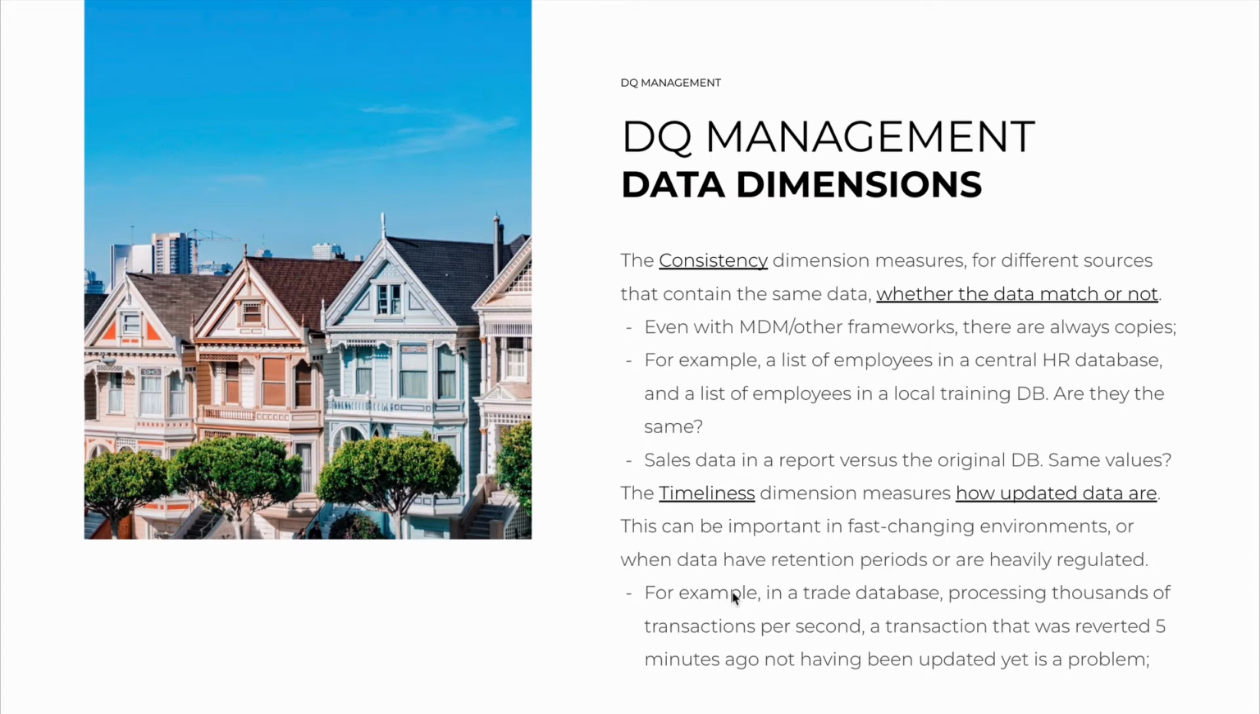For example, in a financial trade database, which processes thousands of transactions per second, a transaction that was reverted 5 minutes ago, not having been updated yet, is a significant problem because other trades may depend on it, or it may change the available asset value, which counts for the collateral for other possible trades, and so on.